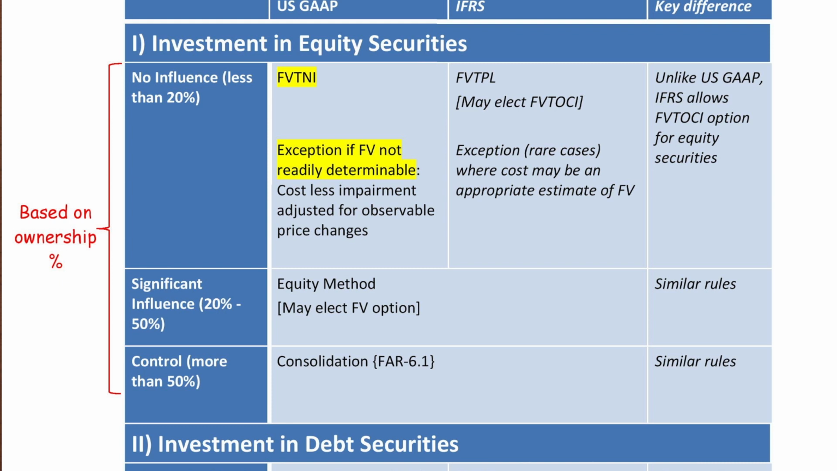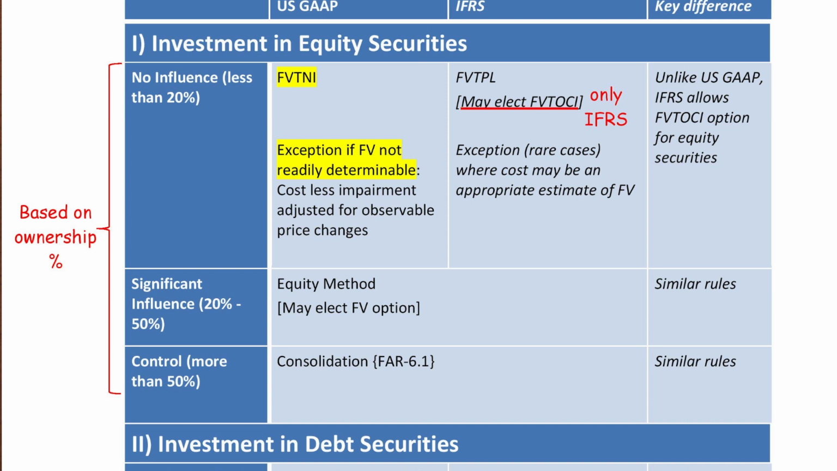IFRS is pretty similar. They say FVTPL, so that's fair value through profit and loss. Same thing as FVTNI. But IFRS allows you to elect FVTOCI, and right there, only IFRS. So this is fair value through other comprehensive income. This is no longer allowed under US GAAP for equity securities, and we're going to talk about this.